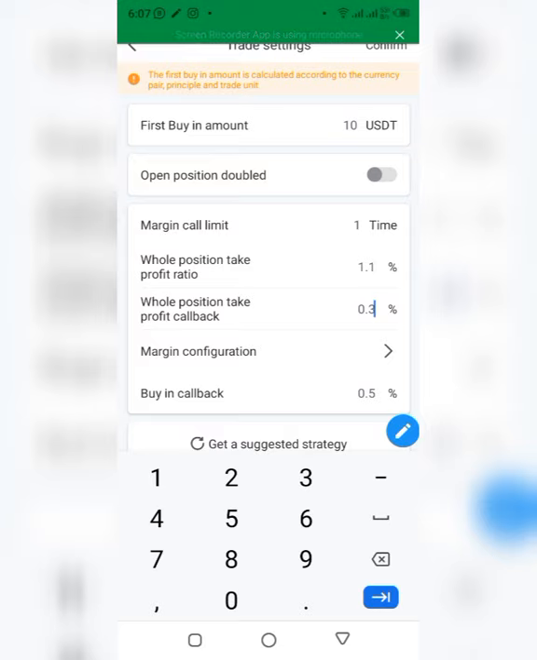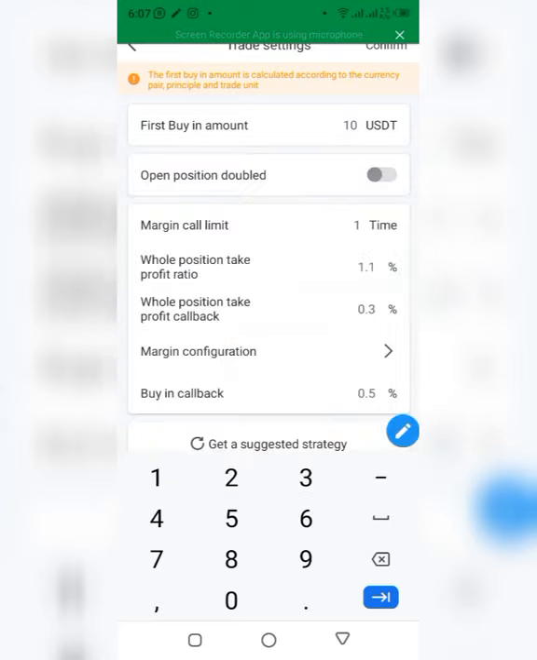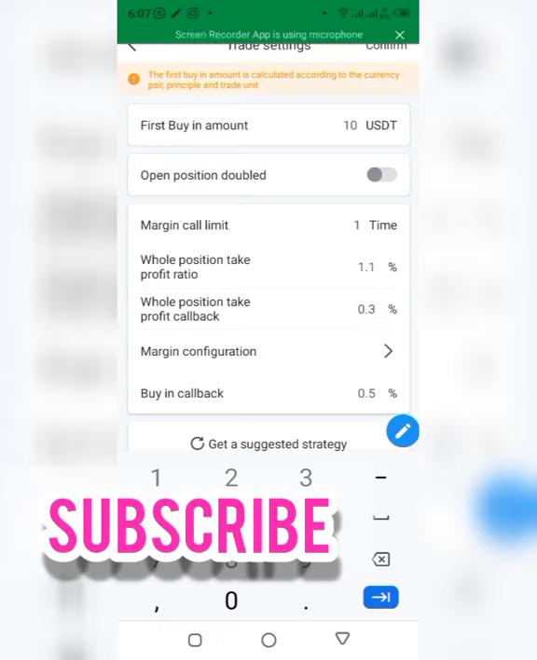Let's say for example the bot hits 1.1 profit and the price starts going down, and you activated it at 0.3. The bot is going to sell at 0.8, but remember you have 20% to pay. All right. Apart from the 20%, the bad thing about setting 0.3 as callback when you have 1.1 as ratio is that it's going to reduce the amount of profits you are going to make.